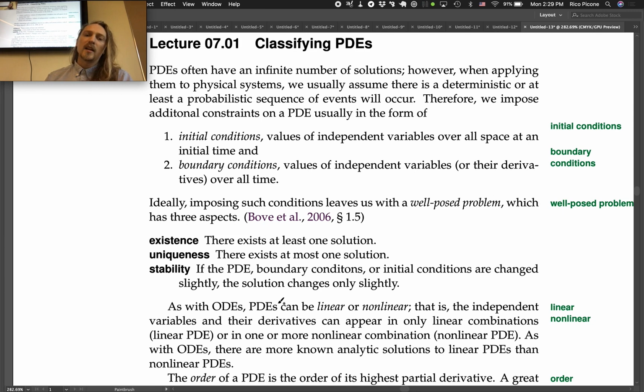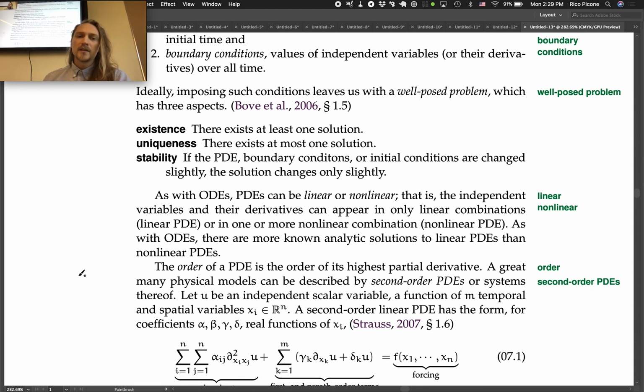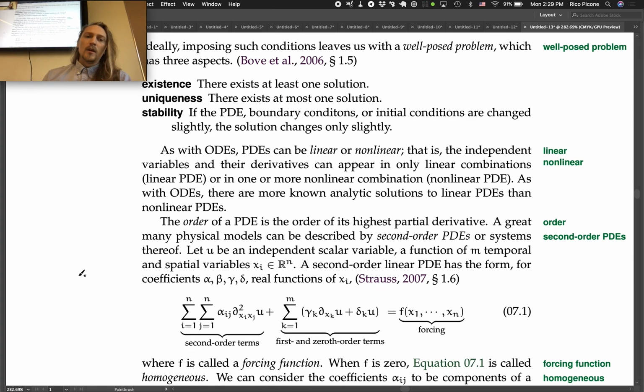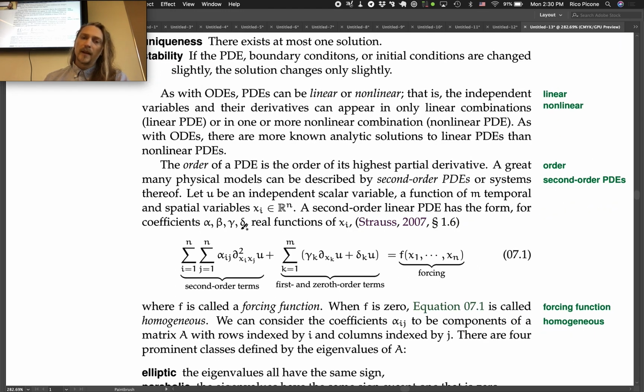As with ODEs, PDEs can be linear or nonlinear. That is, the independent variables and their derivatives can appear in only linear combinations, a linear PDE, or in one or more nonlinear combinations, a nonlinear PDE. As with ODEs, there are more known analytic solutions to linear PDEs than nonlinear PDEs. The order of a PDE is the order of its highest partial derivative. A great many physical models can be described by second-order PDEs or systems thereof. Let u be an independent scalar variable, a function of m temporal and spatial variables, x_i. A second-order linear PDE has the form, for coefficients alpha, beta, gamma, delta, real functions of x_i, equation 7.1.